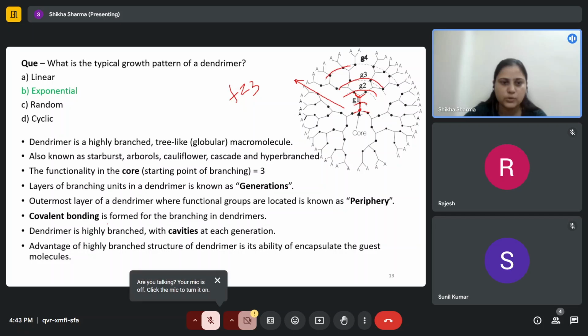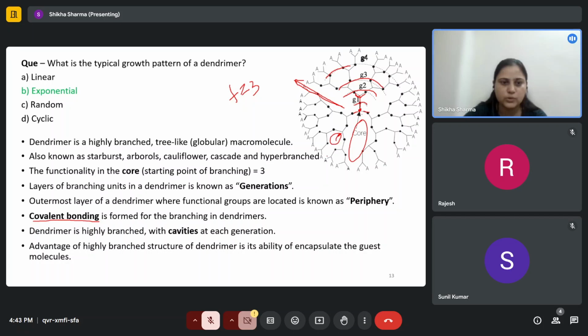Also, there is covalent bonding for the branching in dendrimers, so it is associated mostly with covalent bonds. In the dendrimer, this is the core, and here we proceed with the branching, but this area is the cavity. So a dendrimer is highly branched with cavities at each generation. At each generation there will be some empty space, because as the generation proceeds, this space is empty.